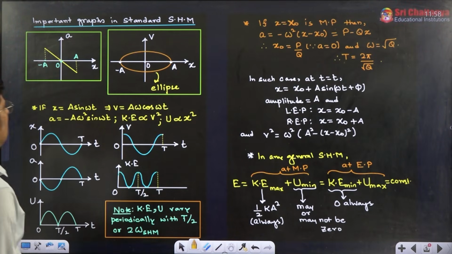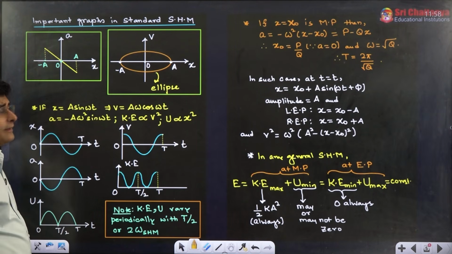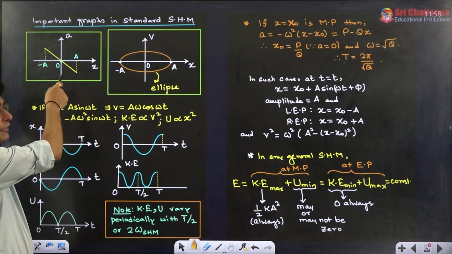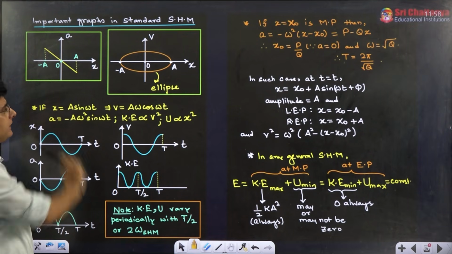Next, we have important graphs in SHM. Now since acceleration is minus omega square x, we have a linear equation, so a straight line passing through origin with negative slope. So you can see the negative slope straight line graph.